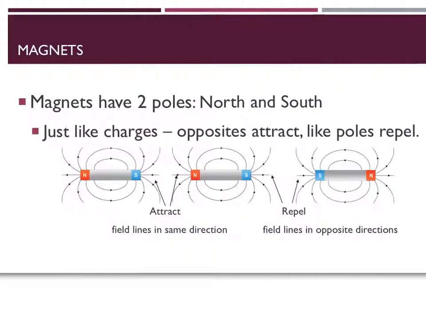Magnets have two sides to them called poles, named north and south. Just like charges, opposite poles attract, like poles repel. You can see the picture there with the north and south pole when they come together. Their field lines show that they work together in the same direction. Whereas with the two south poles next to each other there, you can see the field lines are in opposite directions, so they will repel each other. The magnetic field won't really work together.